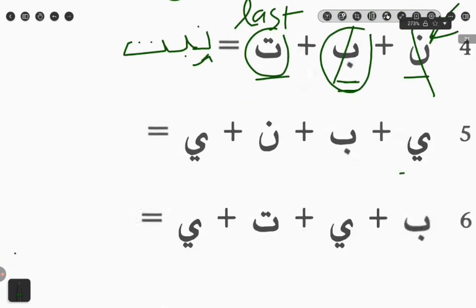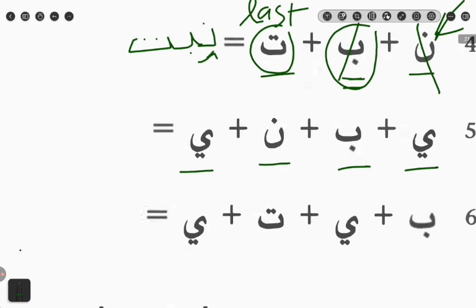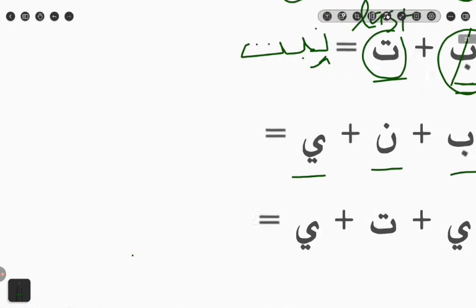Okay, ya plus ba plus noon plus ya. Ya is the first letter, so we're gonna chop it and take only this part, so it will be written like this, ya, with the two dots below.